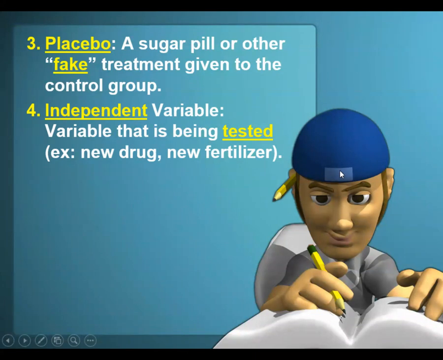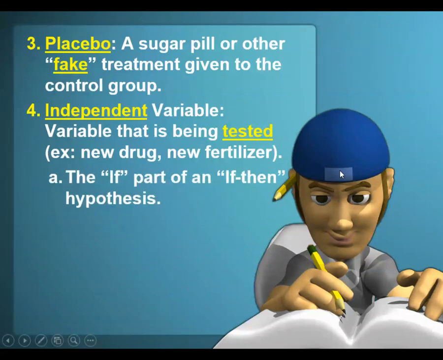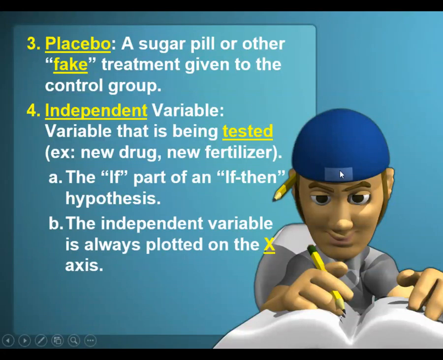Then, like I said before, the independent variable is the variable being tested. That's what the scientist is changing. So you could be testing a new drug or a new fertilizer, and it's going to be the if part of an if-then statement. For example, the one we said before, if I give patients the pill, then they will not get sick. So the pill is the independent variable. And when you're graphing it, it's always placed on the x-axis, so on the horizontal or bottom axis.